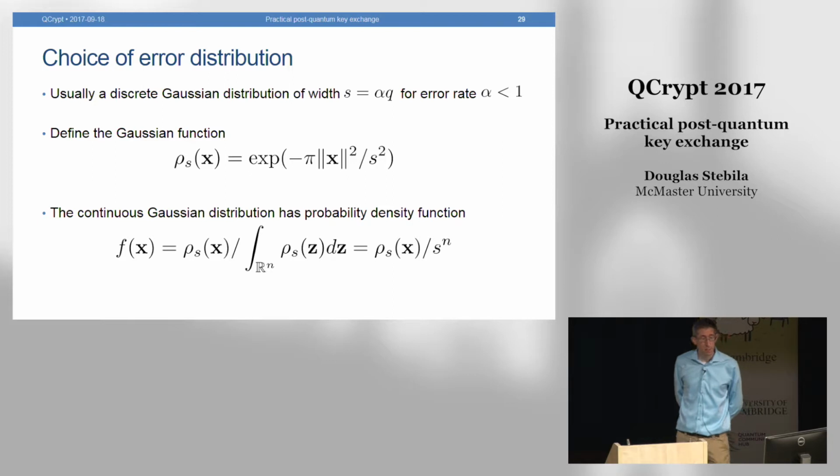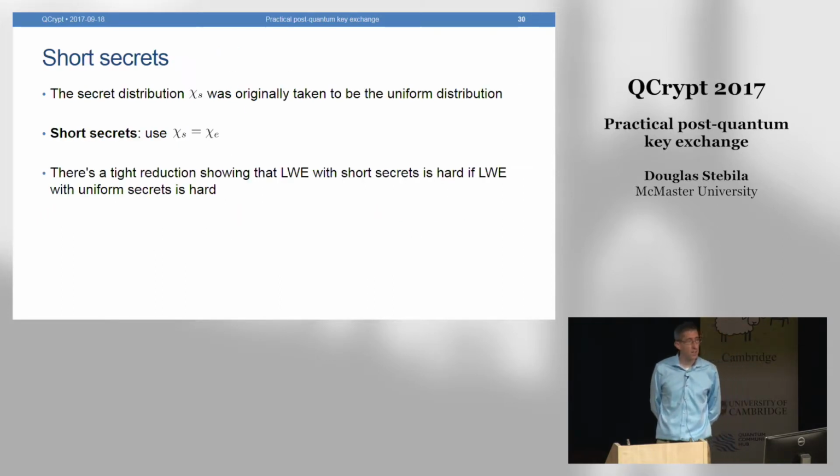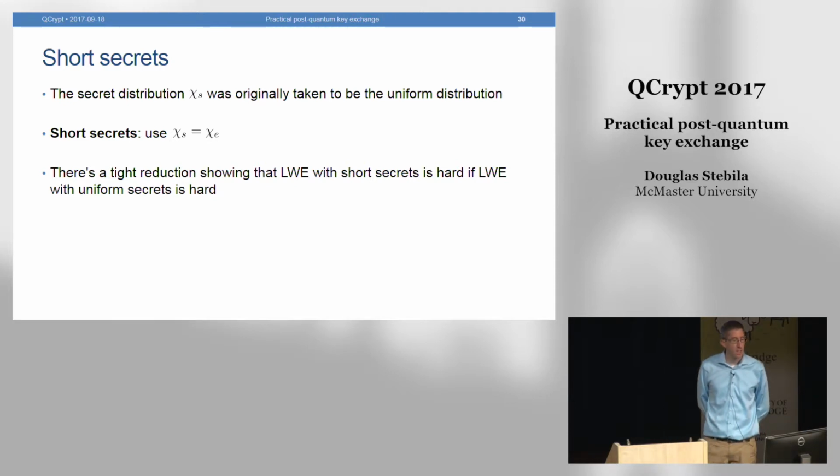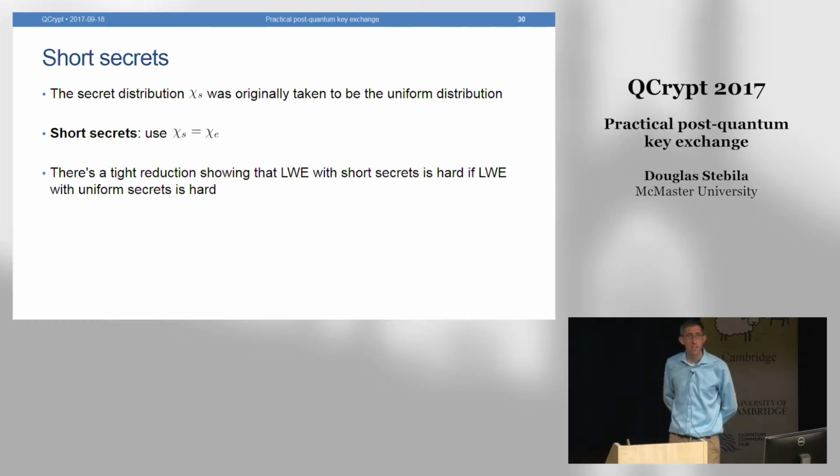Now, that's the error distribution. We also have the distribution of our secrets. We have several choices for that. We could use uniformly random secrets, but it turns out it's safe to also use short secrets. Originally, we did take secrets from the uniform distribution, but now we end up using short secrets, the same distribution as the error distribution. And there's a tight reduction between these two distributions, or between the LWE problem using these two distributions. So either one is equally secure. We like using the short secrets because it decreases our error probability, our failure probability for encryption.